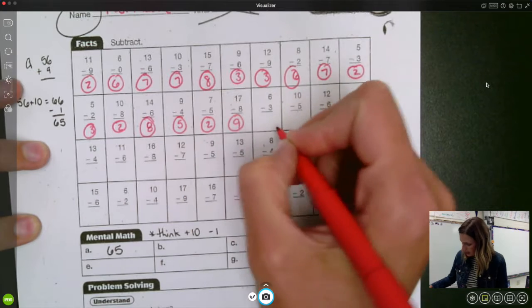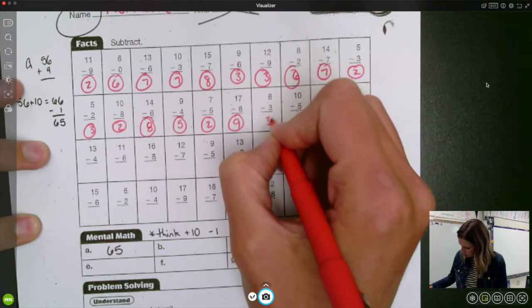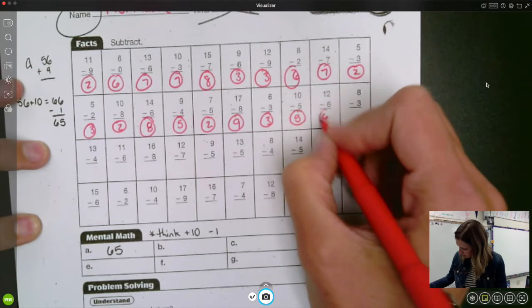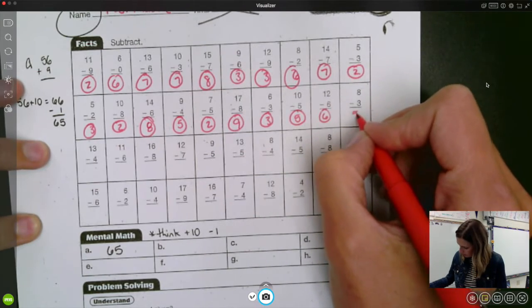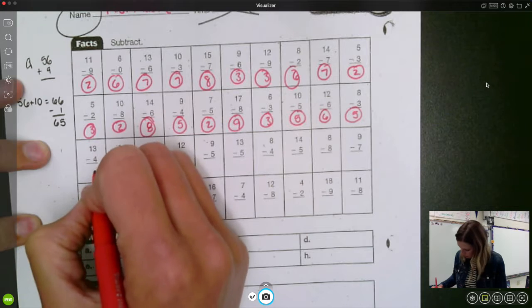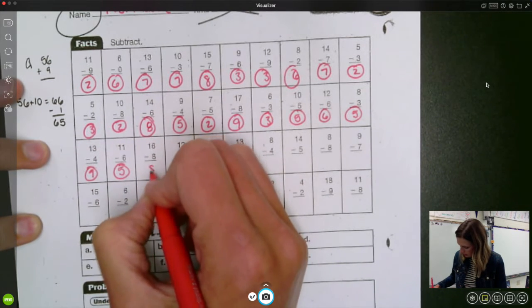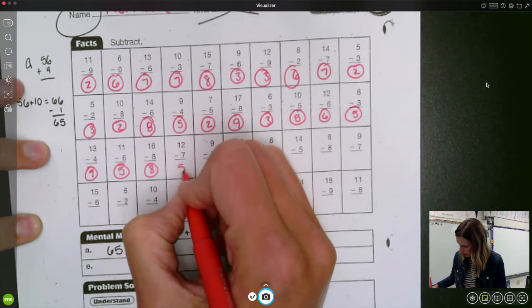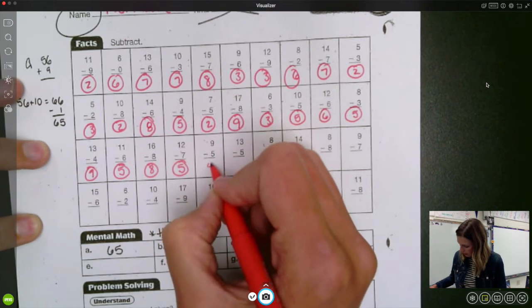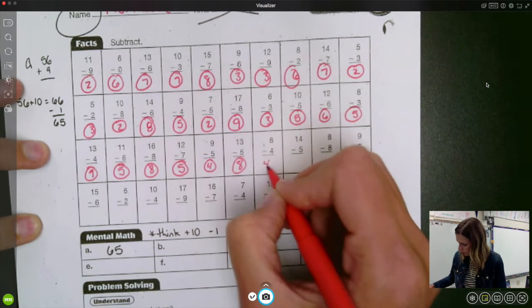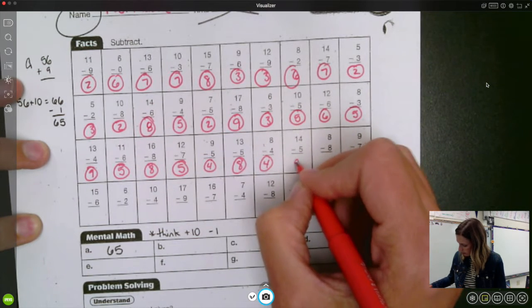17 minus 8 is 9. 6 minus 3 is 3. 10 minus 5 is 5. 17 minus 6 is 6. 8 minus 3 is 5. 13 minus 4 is 9. 11 minus 6 is 5. 16 minus 8 is 8. 12 minus 7 is 5. 9 minus 5 is 4. 13 minus 5 is 8. 8 minus 4 is 4. 14 minus 5 is 9.